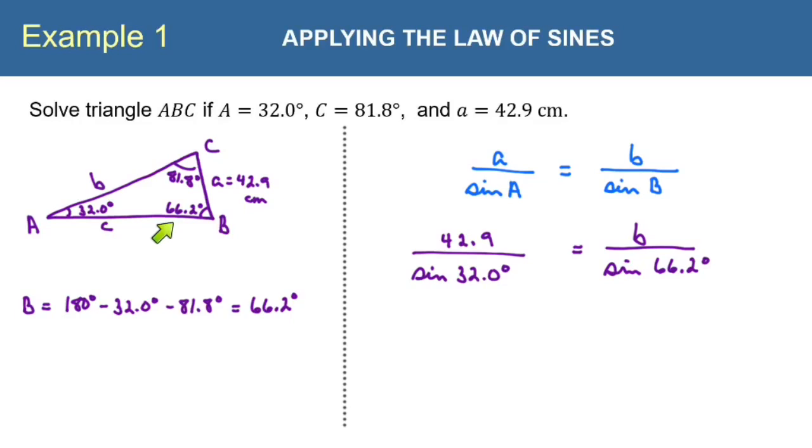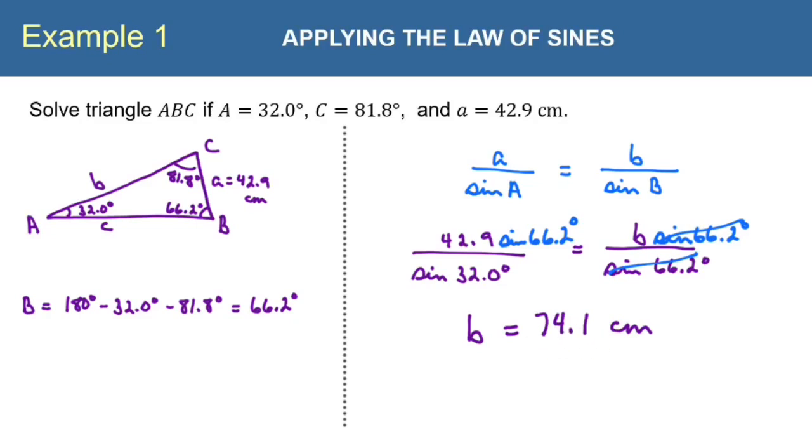We want to isolate side B here, so let's multiply both sides of the equation by sine of 66.2 degrees. That means the sine of 66.2 degrees will divide out from the right side, and then we will use our calculator to evaluate this expression, and you should come up with B equals 74.1 centimeters.